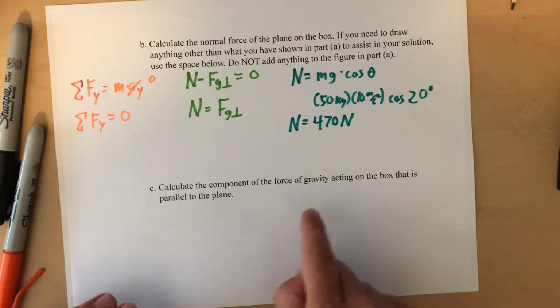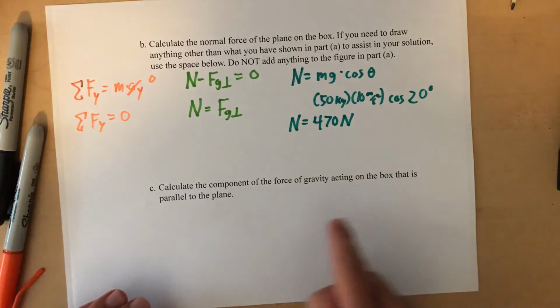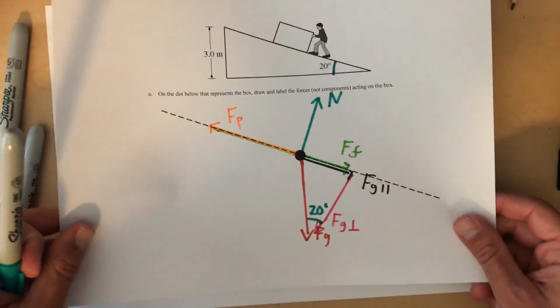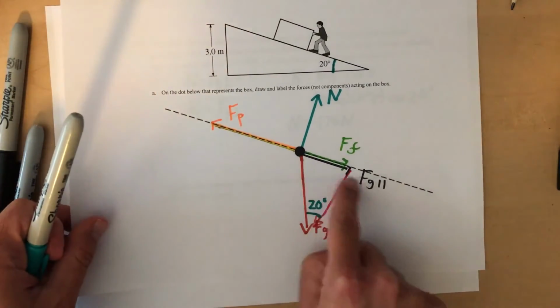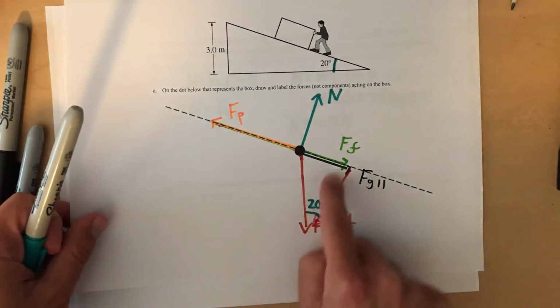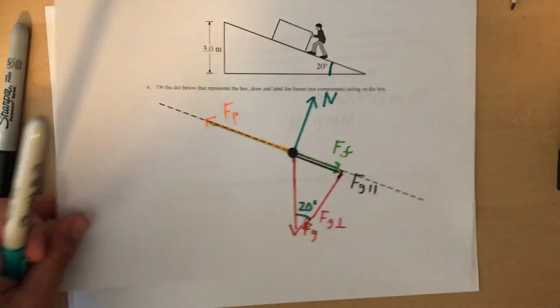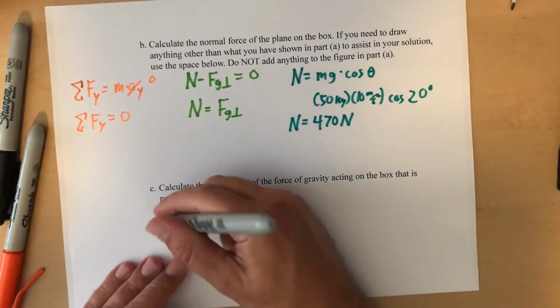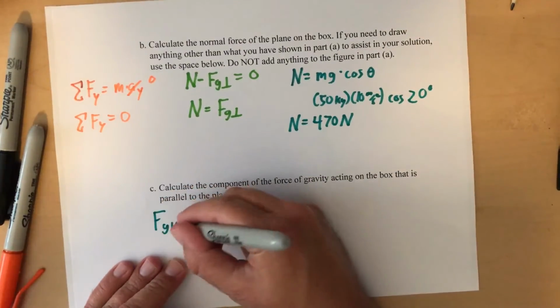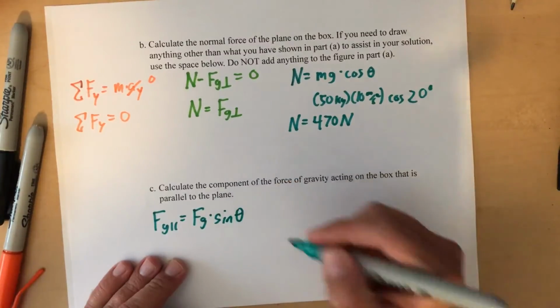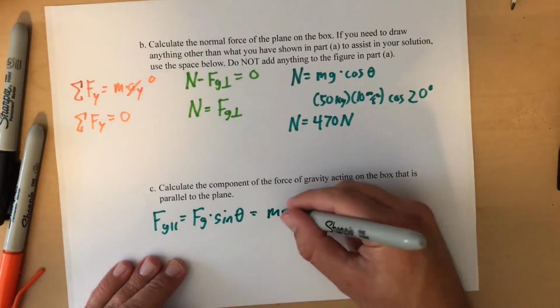Calculate the component of the force of gravity acting on the box that is parallel to the plane. So we're going to do a similar thing right there. This time we want to find this component there. You can see here it's the opposite side of the triangle, so we're going to use the sine function in this case. So the force of gravity parallel is equal to the force of gravity times the sine of the angle. So let's go ahead and plug in there.